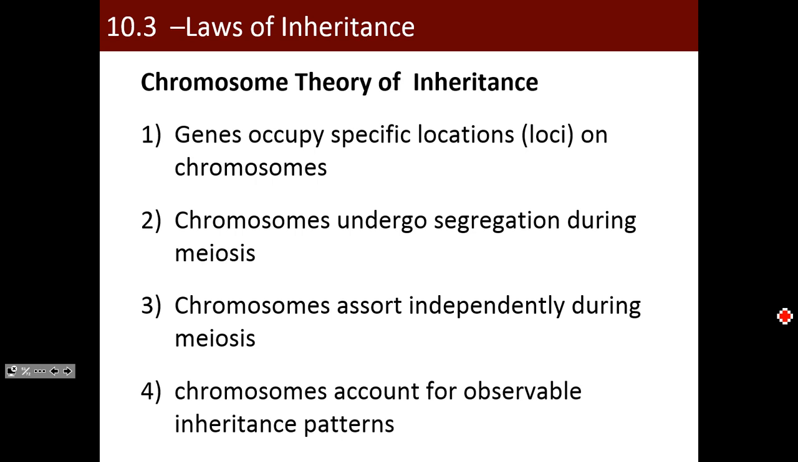And that happens independently. We mentioned the law of independent assortment, right? So chromosome 1 is not dependent on or impacting chromosome 2 in any way when gametes are made. And it is the chromosomes that account for observable inheritance patterns. In all of Mendel's work, he was just talking about heritable factors. He didn't know what they were called. So this is just using our modern language to describe what we've already talked about. Okay.